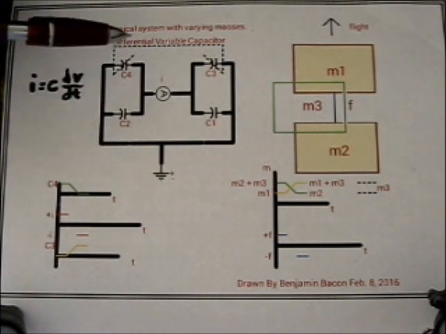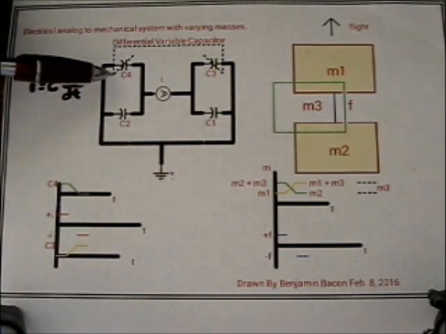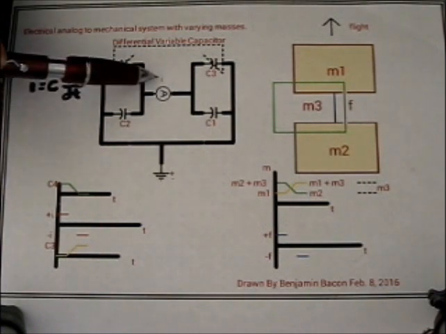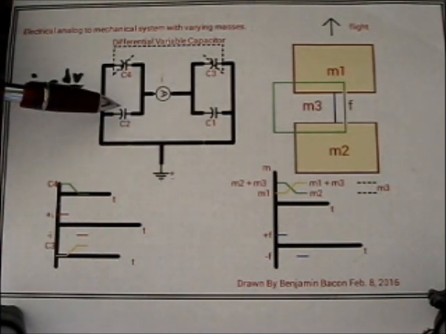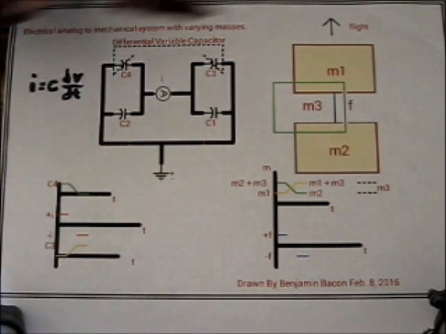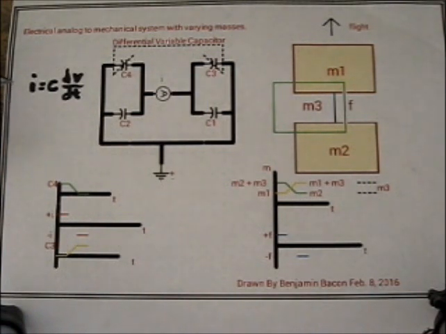So we have here an analog with an electrical circuit. This is a mobility analog where current represents force, capacitance represents mass, and of course the voltage has the same role as the velocity. The acceleration is the derivative of the voltage with respect to time, so this equation is equivalent to force equals mass times acceleration that we have in the mechanical system.